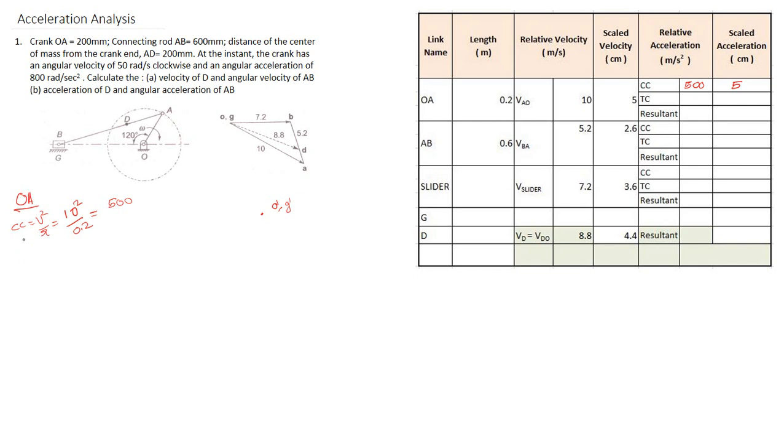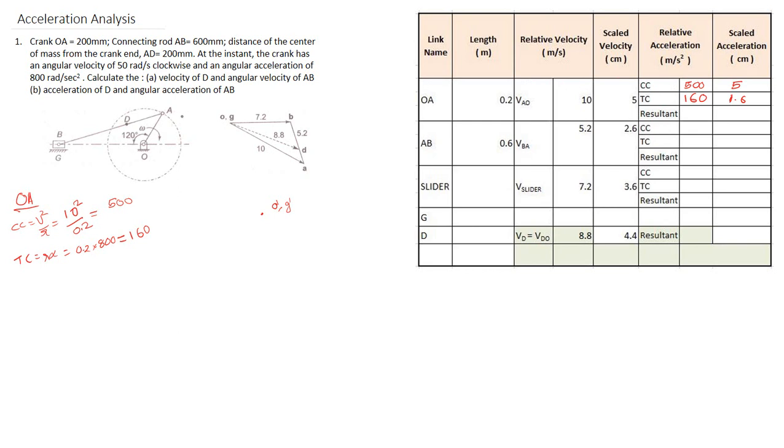In the question it is provided that the angular velocity is 50 radians per second and there is an angular acceleration, that means there is an alpha component for the crank. So there will be a tangential component. Tangential component is equal to R alpha, which is equal to 0.2 into 800, equal to 160 meter per second square. On the scale, the value will be 1.6 centimeter. Next I am going to draw the centripetal component and tangential component of this particular link OA.